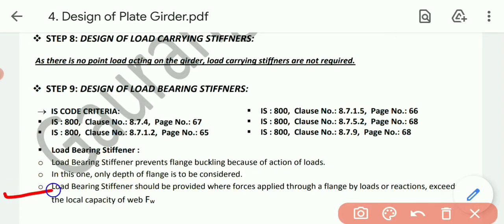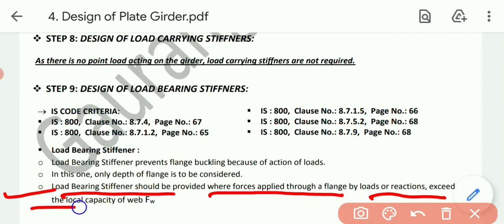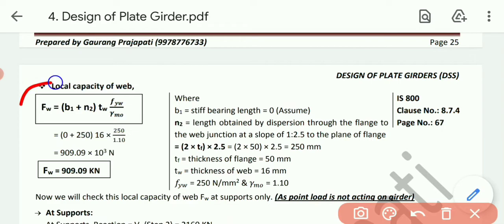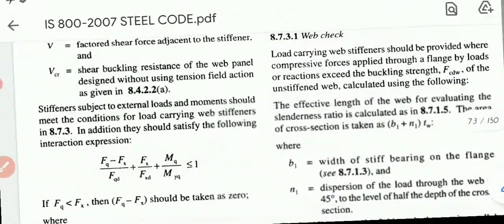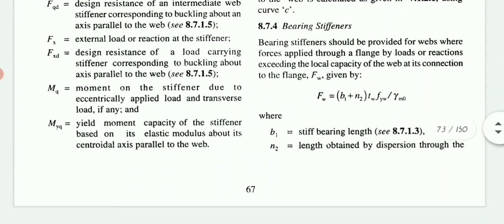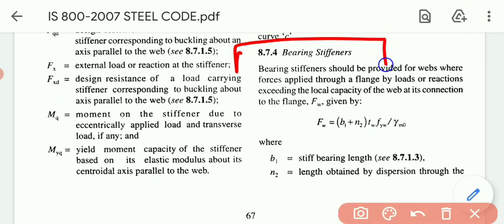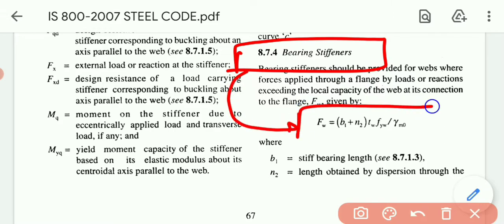Load bearing stiffener should be provided where the force applied through a flange by a load or reaction exceeds the local capacity of the web, that is Fw, and the formula of Fw is given in this code. So first of all we will go to the code. On the same page as load carrying stiffener, page number 67, clause 8.7.4, bearing stiffener, the formula is given: Fw equals (b1 plus n2) whole multiplied by tw into fyw divided by gamma m0.